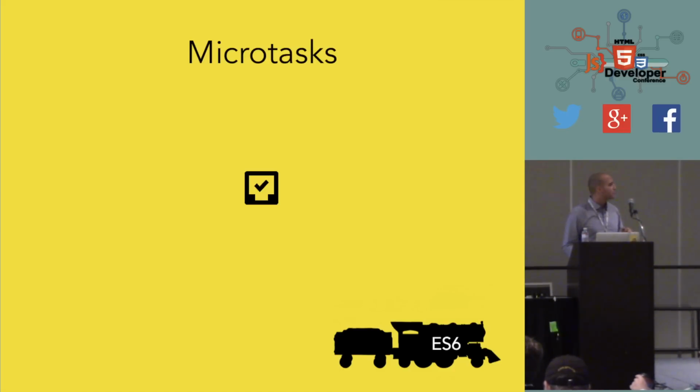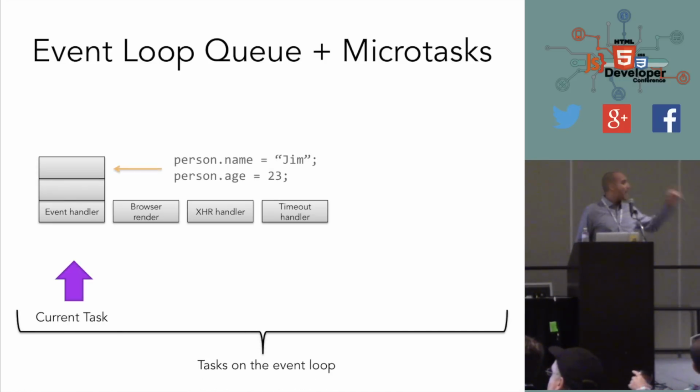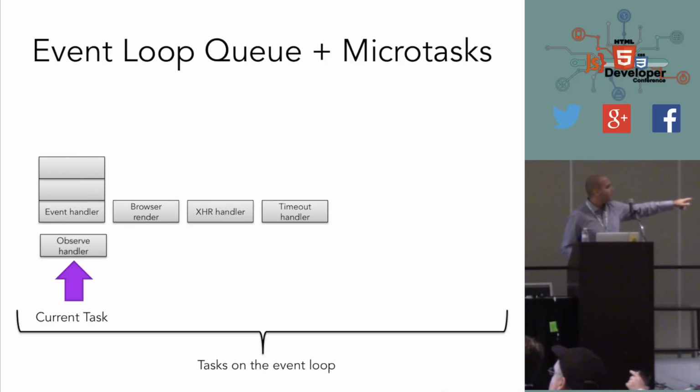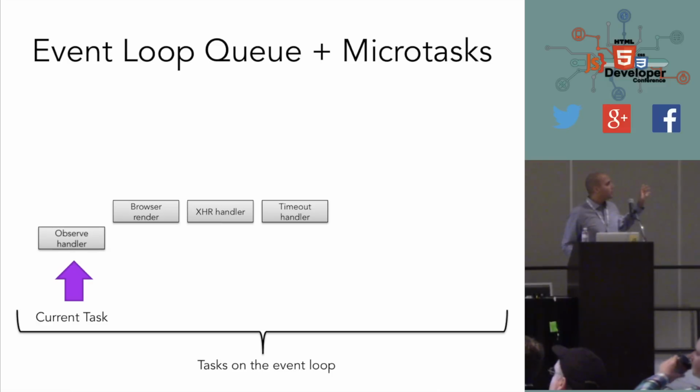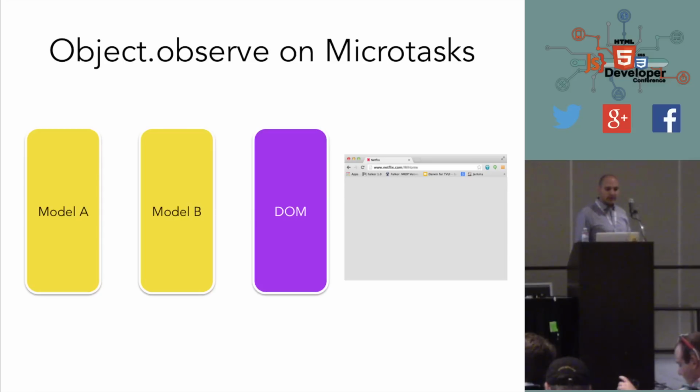So let's take a look at what that looks like. Same thing as before. We have tasks on the event loop. Our event handler fires. We change some properties on the person, and we generate a handler. But this time, Object.observe uses the microtask scheduler to schedule it. So let's see what happens. It actually just jumps to the bottom, and as soon as the stack bottoms out, we run the microtask. That means it happens before the browser render. And that is how Object.observe efficiently allows you to propagate changes throughout your system before the browser renders.